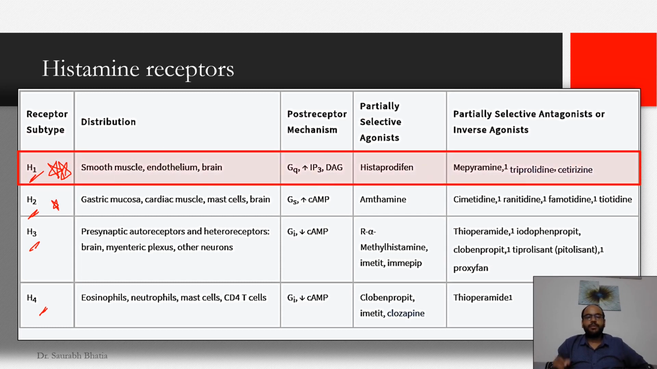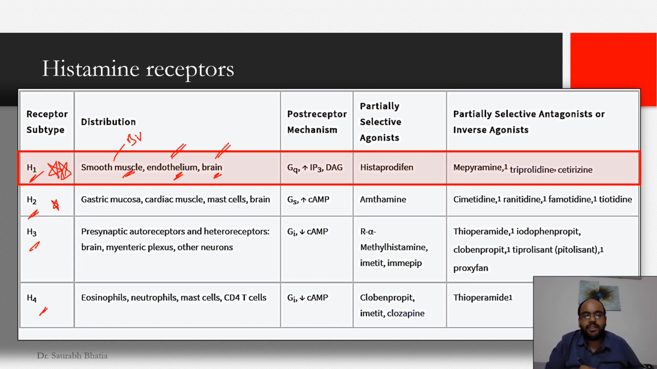Okay, so the most important group that as dermatologists we encounter a lot in our practice is H1 receptor, and this receptor is present in smooth muscle, endothelium, and brain. So smooth muscles can be because of blood vessels, the muscles inside the walls of the blood vessels, endothelium, which is the cell lining the blood vessels, and brain. So presence on brain causes sedation when we use antihistamine.